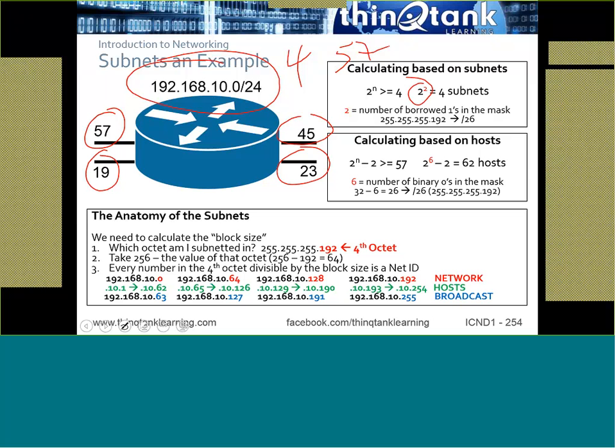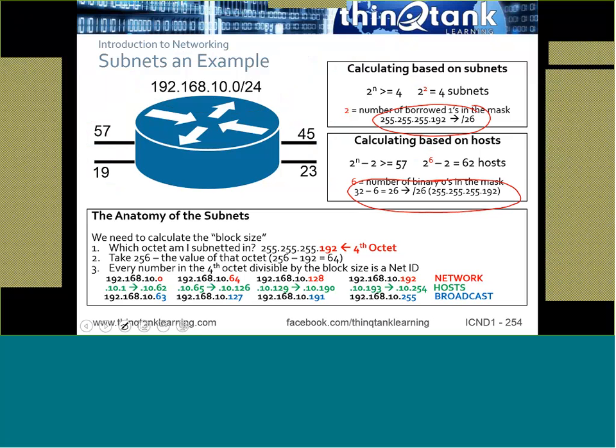Well, that's what we see here. 2 to the power of 2 gives me 4 subnets, when 2 is the number of borrowed ones. 2 to the power of 6 gives me the number of hosts when 6 is the number of zeros. So we know mathematically this is possible. A /26 solves both problems. It gives me 4 subnets, and it actually gives me 62 hosts per subnet. Well, that's great, but what does that mean for what the networks actually are? All right, so let's do that. Let me pull up my notepad here. 192.168.10.0/24.